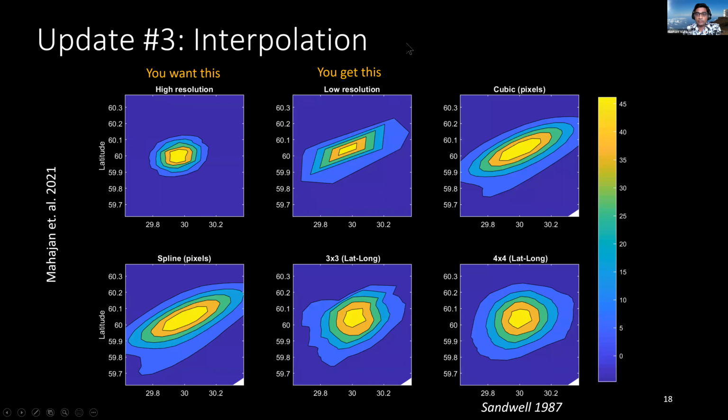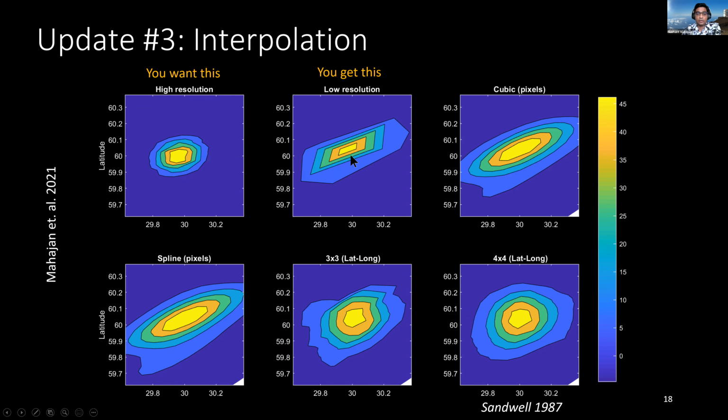One of the other updates we made was to the interpolation that we use when we project onto a heliographic plane. On the top left is what a feature in a synthetic image looks like at 60 degrees latitude and 60 degrees longitude. So it's near the northeast limb of the sun, when sampled at high resolution. If you sample the same feature at lower resolution, it'll look like it's stretched in a direction away from this center, right?